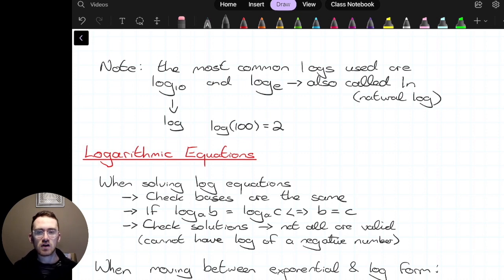Similarly, we have log to the base e. We've said e is an irrational number, similar to pi. e is a particular number that has a particular value. And if we have log to the base e, that's also called ln, or the natural log. So we see that on our calculator as well. So if we saw ln of 2, that would be the same as log to the base e of 2.